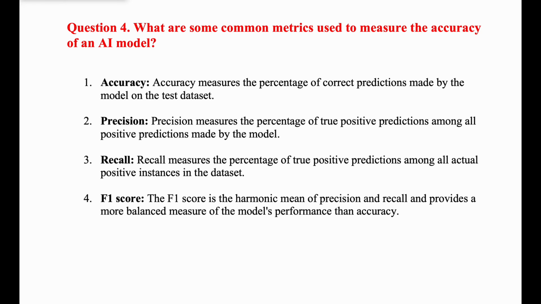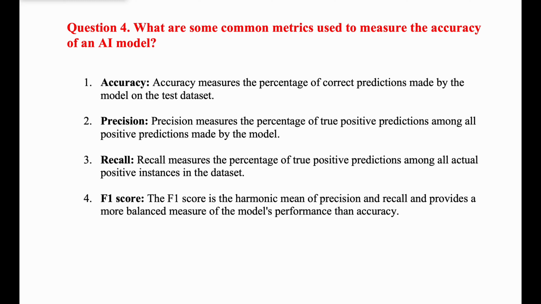Here is the answer. First one is the accuracy. Accuracy measures the percentage of the correct predictions made by the model on the test dataset. Second, precision. Precision measures the percentage of true positive predictions among all the positive predictions made by the model. Third, recall. Recall measures the percentage of true positive predictions among all the actual positive instances in the dataset.